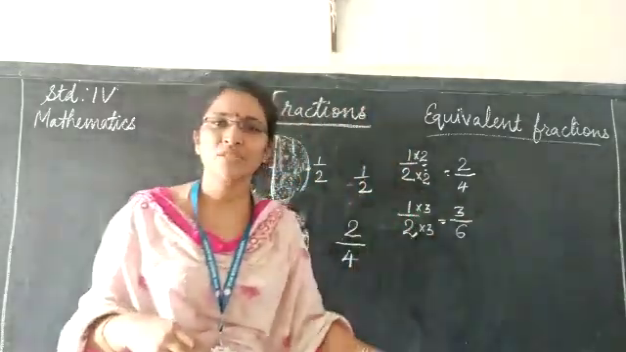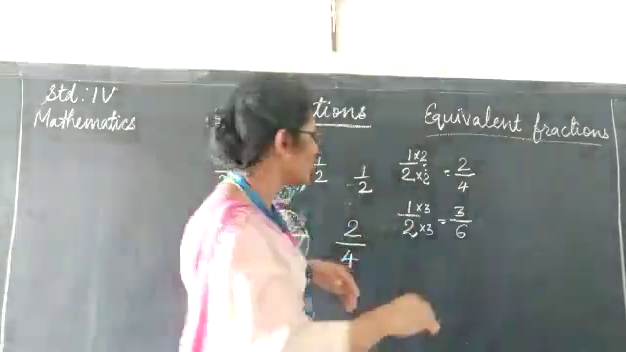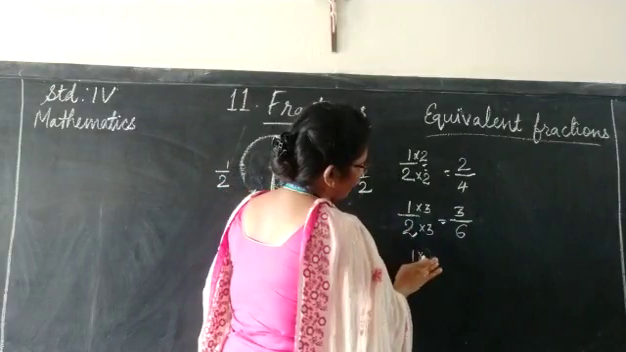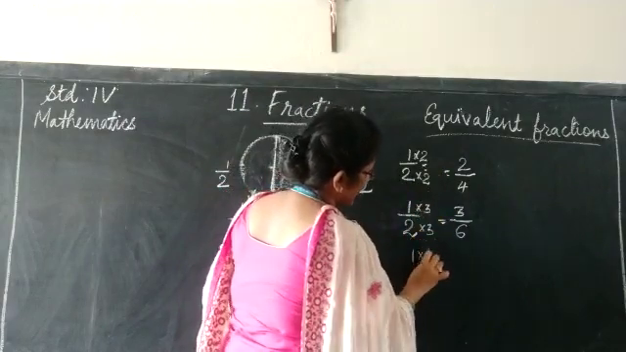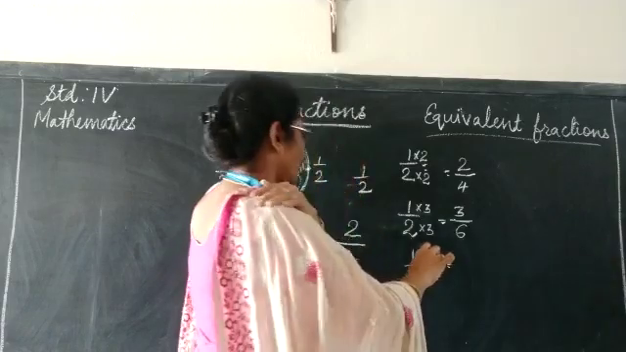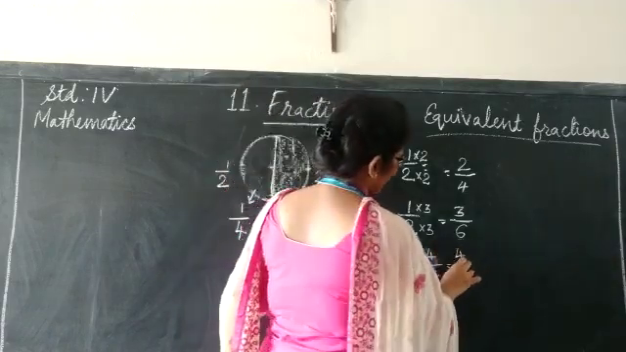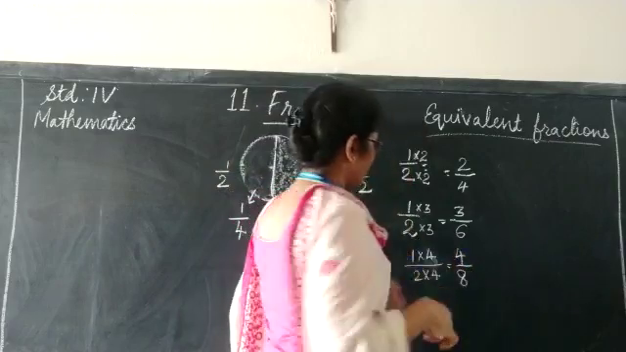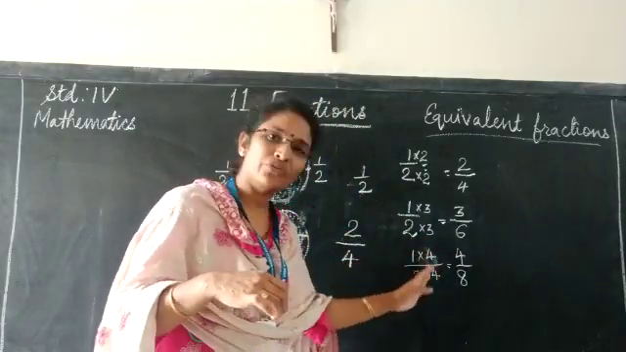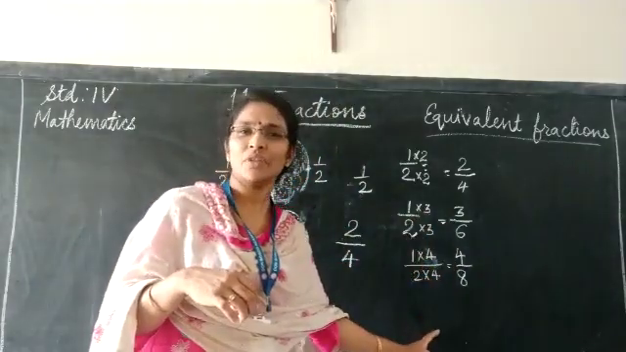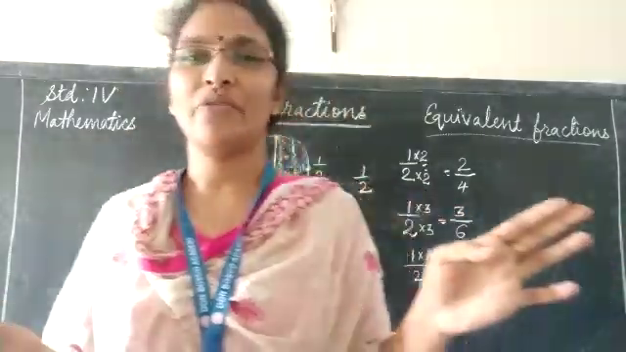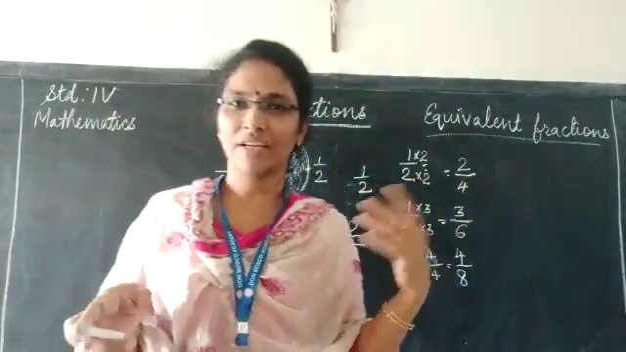For finding the next equivalent fraction, what we have to do? We have to multiply the numerator with 4. Already we multiplied with 2 and 3. Numerator with 4 and denominator also with 4. 1 4s are 4, 2 4s are 8. For finding the next equivalent fraction, what we have to do? Multiply them with 5. Then multiply them with 6. So we can find out any number of equivalent fractions for the given fraction.